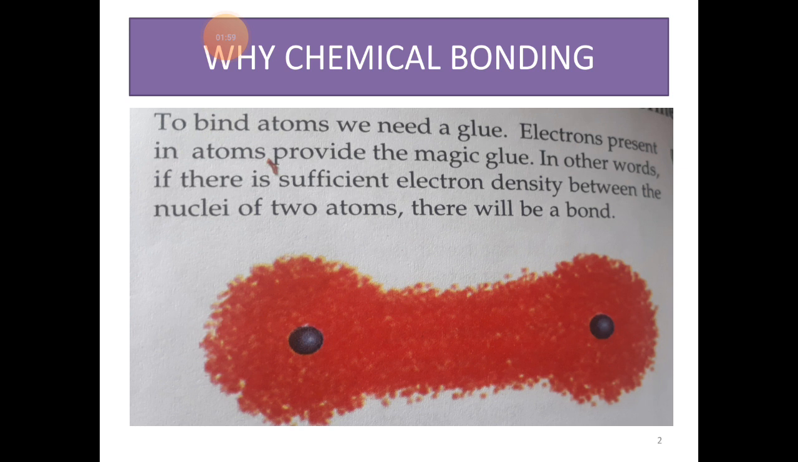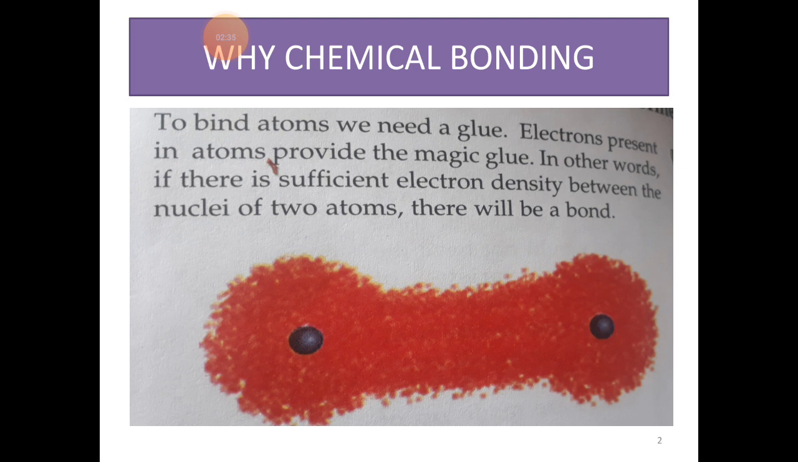So when atoms combine together, they result in the formation of molecules. And these molecules of various shapes and geometries lead to the formation of different materials and various substances that are around us. So you have understood why bonding is important. If you just see on the screen, to bind atoms, we need glue. We need some vital force to bind atoms together.